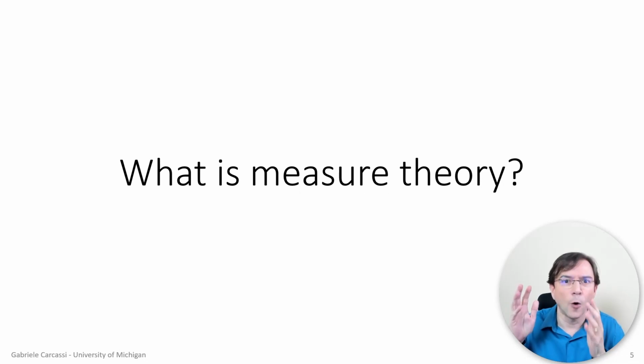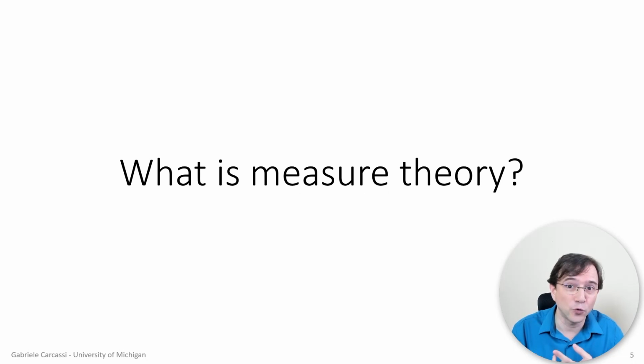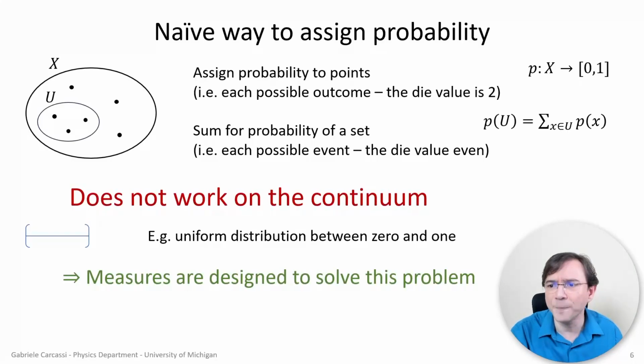We need to understand what measure theory is, why we have it, and how we use it in physics. So let's start with the naive way to think of probability, the one people probably get from combinatorics: there is a set of possible outcomes.